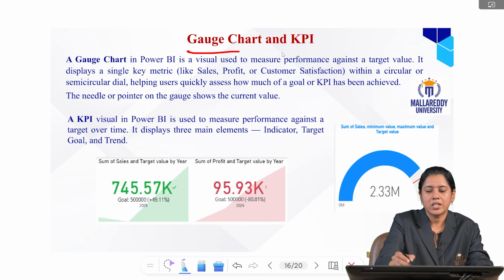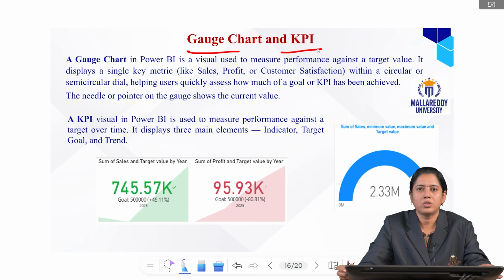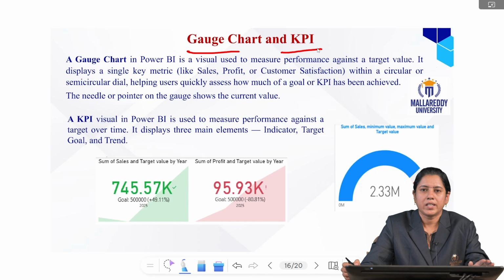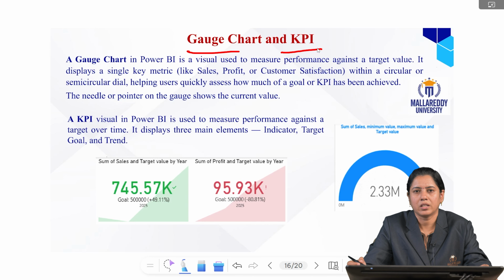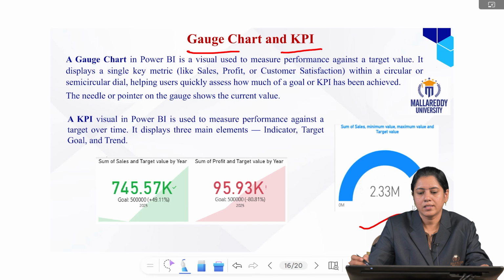So next is gauge chart and KPI. Both are used to compare the actual values with the target values. So whether the actual value has met the target value or not, whether they reached it or not, that type of analysis can be done using the gauge chart. This is the gauge chart and this is the KPI.